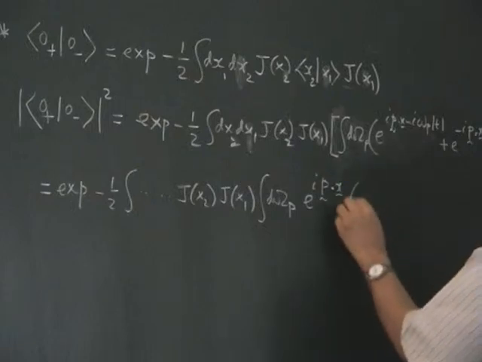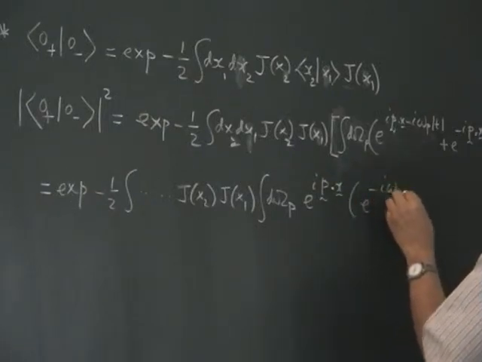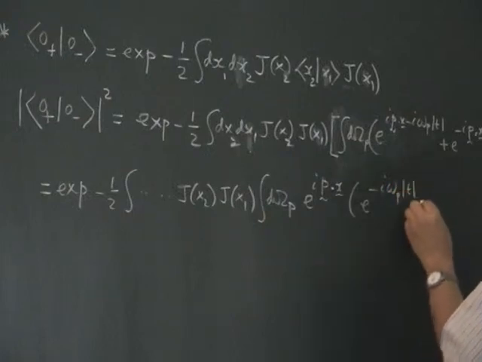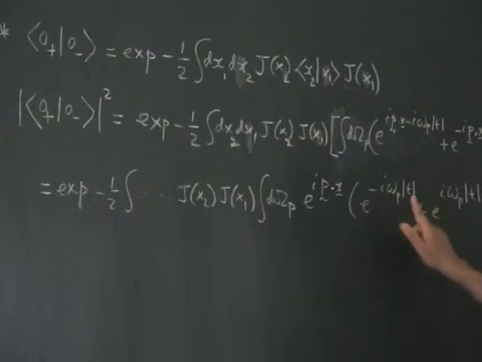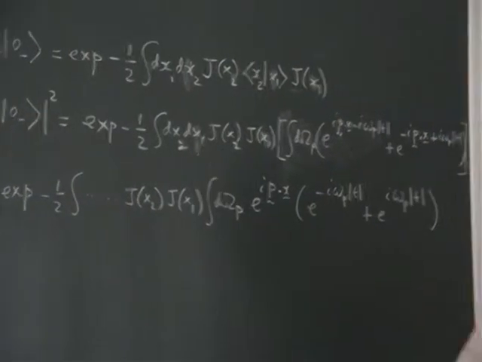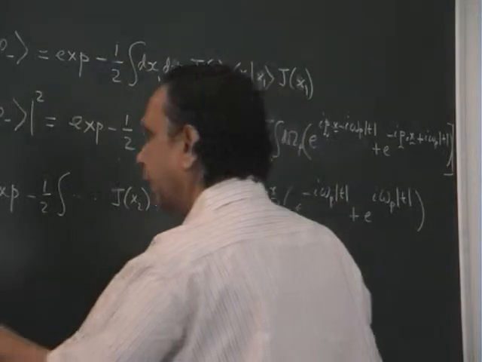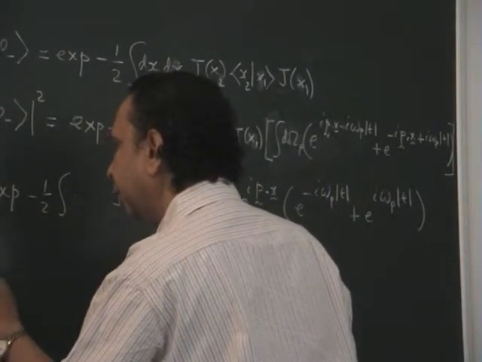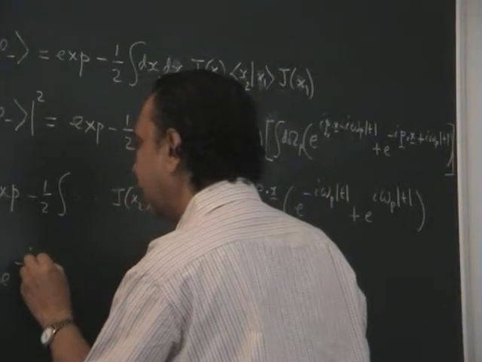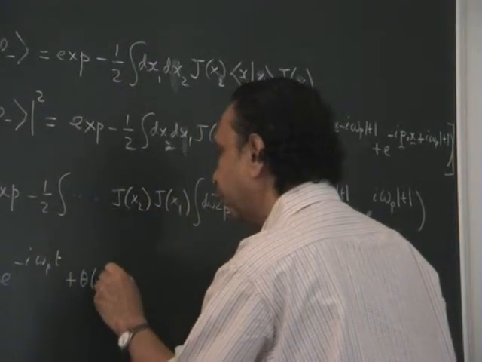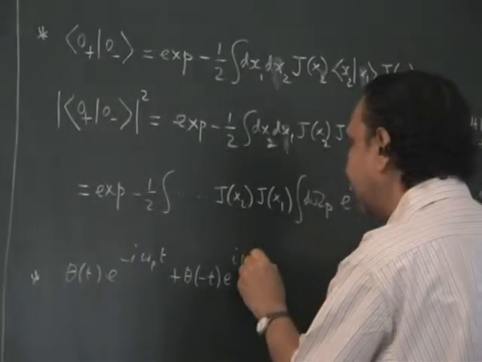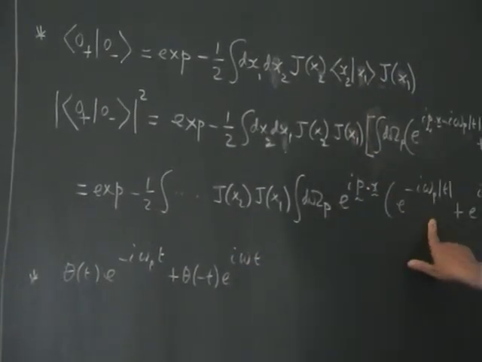Then I have e to the minus i omega_p modulus of t plus e to the i omega_p modulus of t. In this I will claim that I can just remove the modulus of t. If it is not obvious, let us look at this. What does this stand for? It stands for theta of t e to the minus i omega_p t plus theta of minus t e to the i omega_p t. I will drop this p. This is what this quantity is.